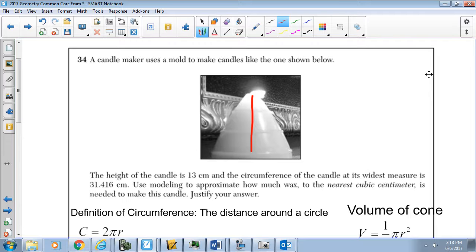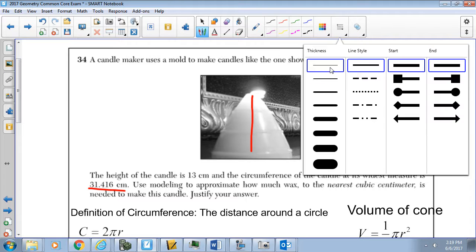And the circumference of the candle at its widest measure is 31.416 centimeters. Use modeling to approximate how much wax to the nearest cubic centimeter is needed to make this candle. Justify your answer. All right, let's go and look at something here. I'll look at a couple of things.